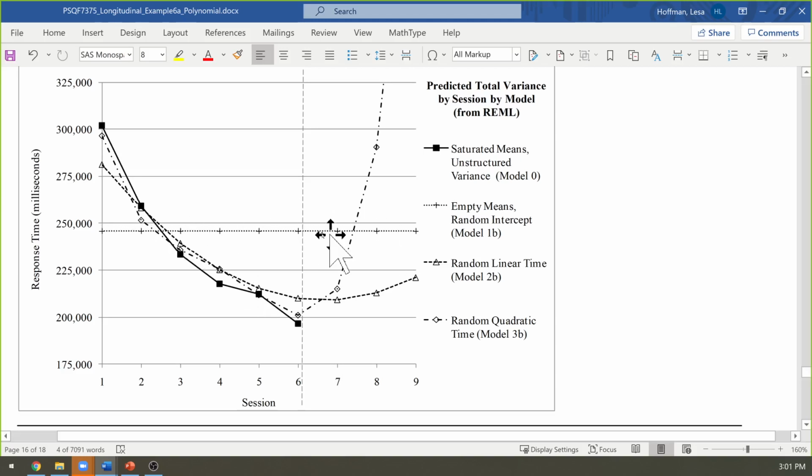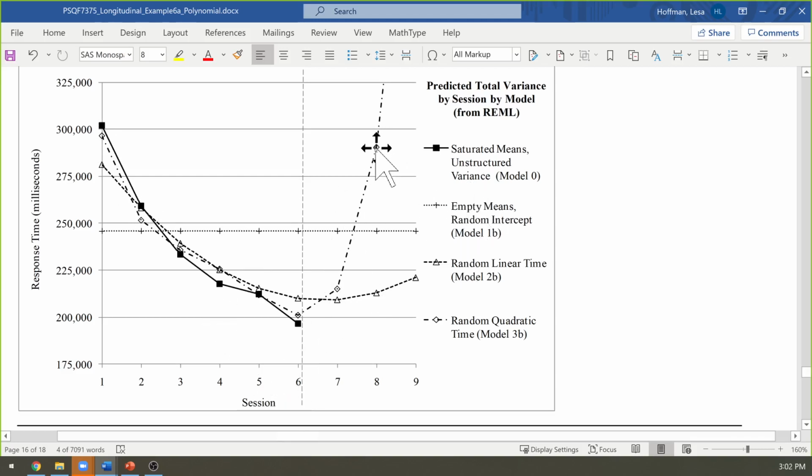The flat line in the middle here is from the random intercept model. It says variance should be the same across time. Clearly not a good fit. The triangles, the one that looks bendy here, this is the fit from adding random linear time. A random linear time slope predicts that the variance changes quadratically as a function of time squared. So that's why it looks bendy and it's starting to come back up on the other side here.